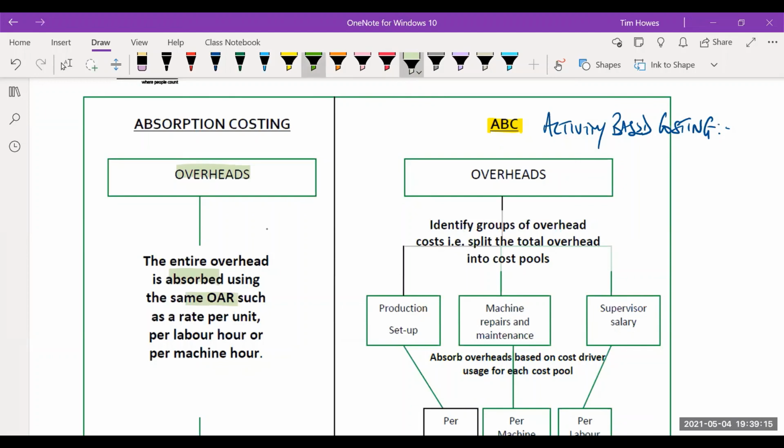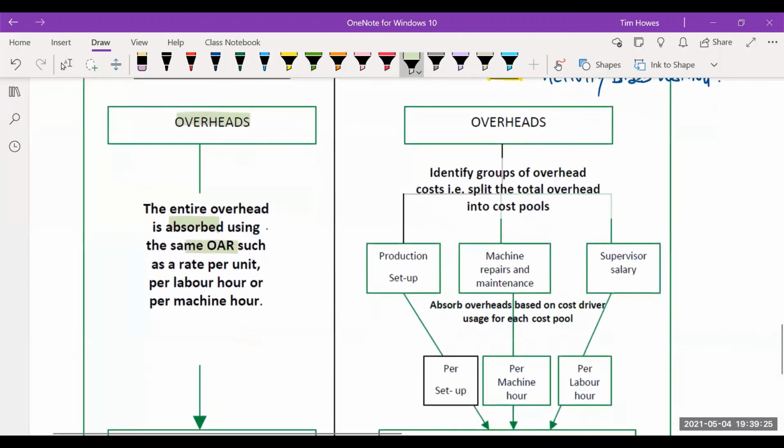All ABC, activity-based costing, does is try to split it down even more. And it says, okay, I don't want to look at one amount. I want to look at lots of different ways of absorbing the costs. And so rather than sucking it up in, if you like, one number, how many hours was it on the machines for, we're going to break it down into greater detail. So we talk about cost pools.